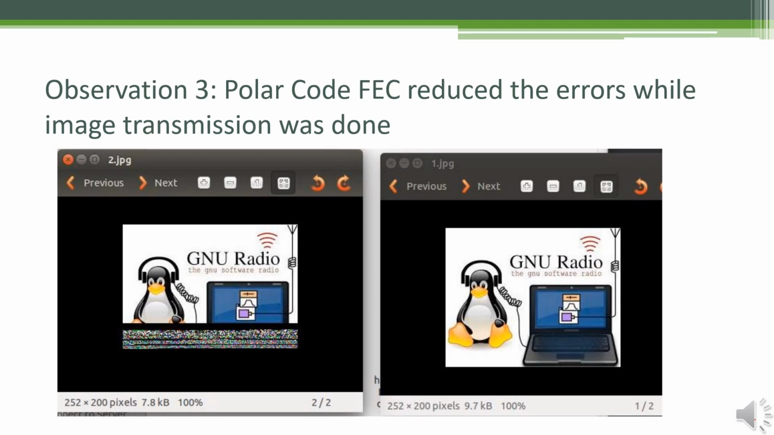Image 1 indicates the transmitted image, and image 2 indicates the received image after polar code decoder. The received image lost 20% of information. By using the polar code we recovered some amount of information, whereas the image file would be corrupted if there is no polar code block. The image transfer was done at 80 decibels of noise level.